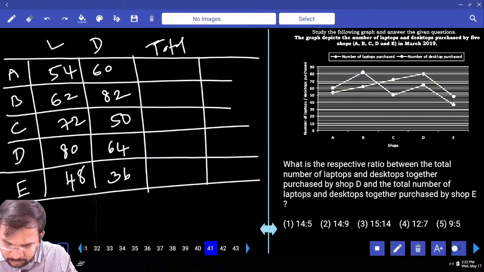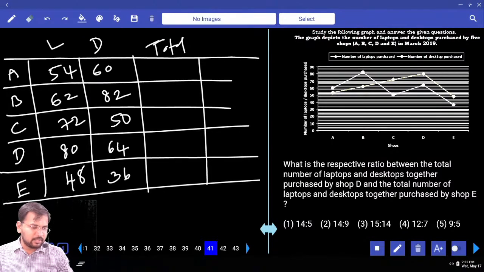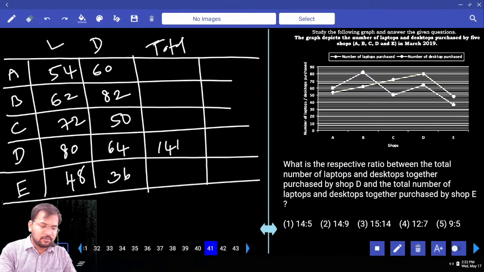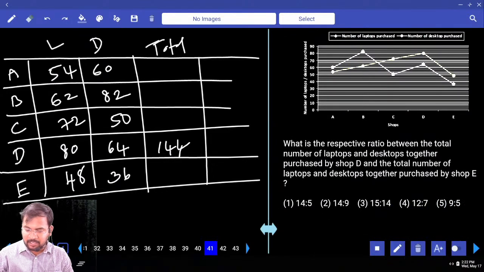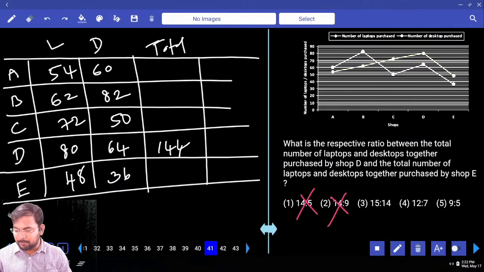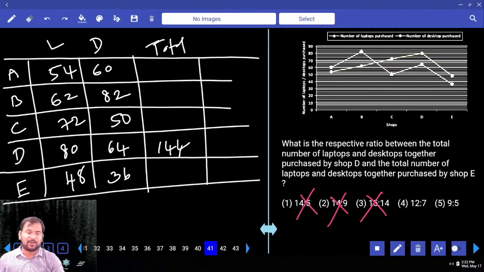Are you ready? First question. What is the respective ratio between the total number of laptops and desktops together purchased by shop D? Together is how much? 144. 144 is not a multiple of 14, and not a multiple of 15. But it is a multiple of 12 and 9. Two options are there. If one option is there, that is your answer.